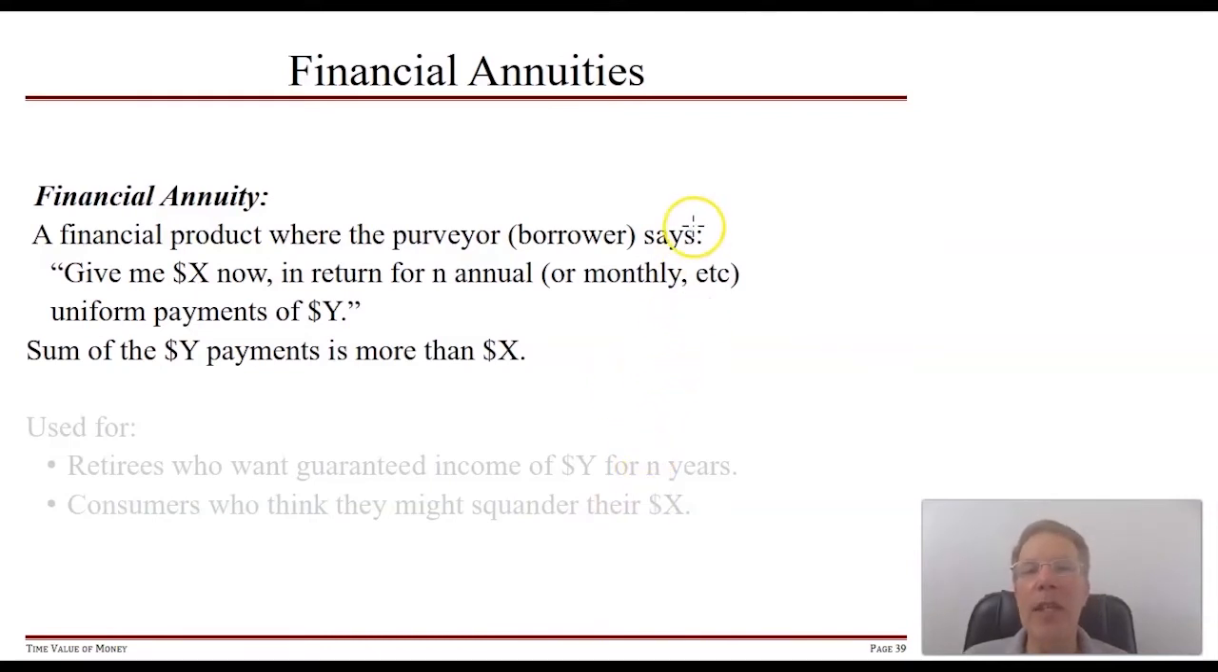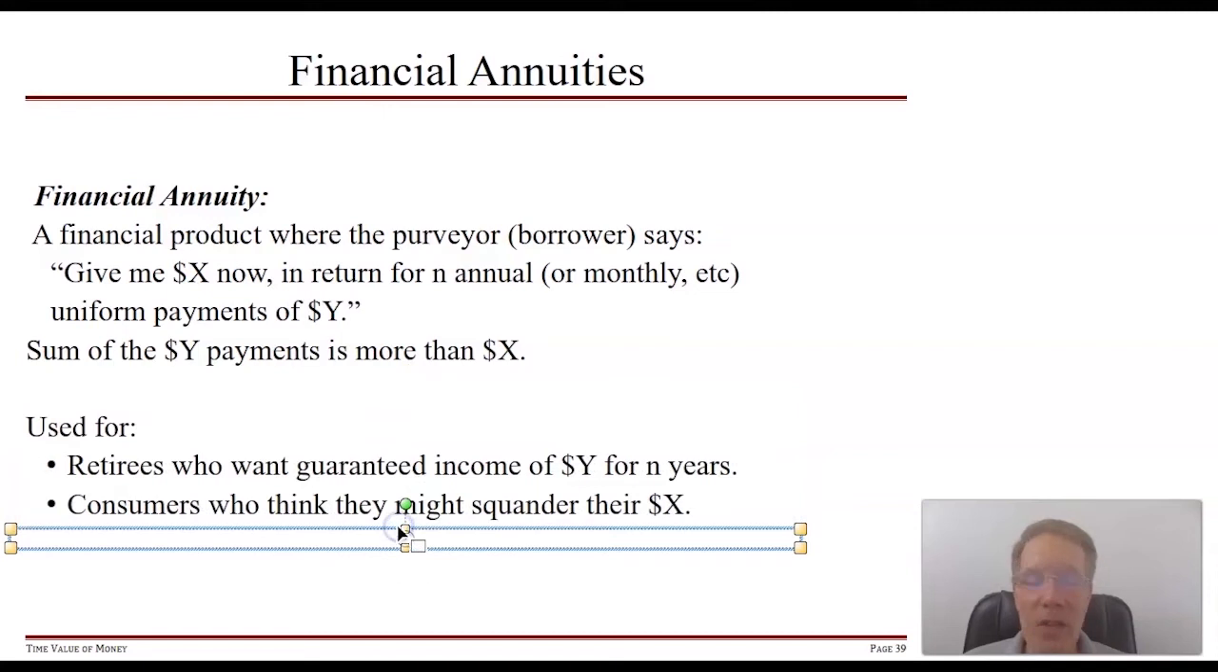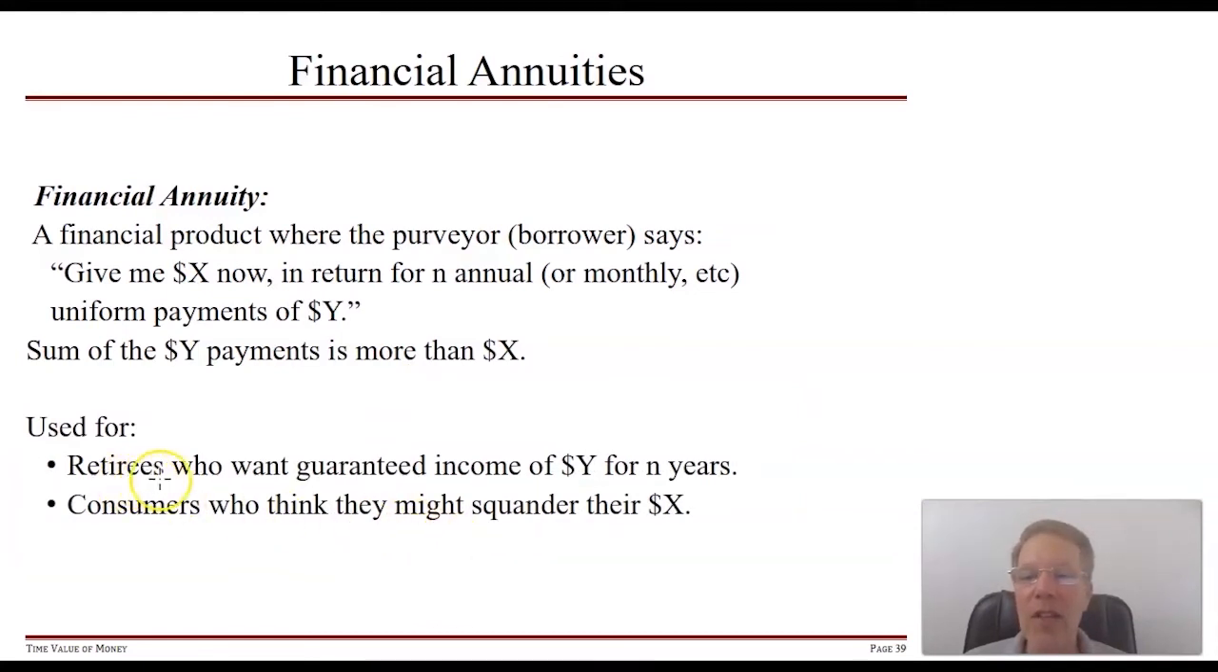So a financial annuity is a constant cash flow project or an annuity project where the borrower says, give me X now in return for an annual uniform payment of some other amount. And it could actually be annual payments or monthly payments or quarterly payments, doesn't matter, but always the sum of the repayments by the borrower better be more than the amount initially lent by the lender. So who's interested in these financial annuity products? Well, generally, they're good for retirees who want a guaranteed income of, say, Y dollars for N years.